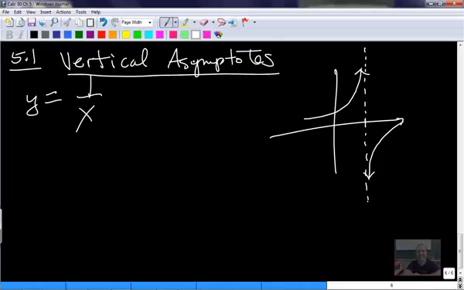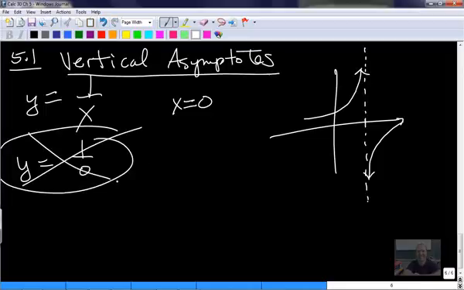Exactly. There's values of x that would cause the function to be undefined. And that's exactly what we drew over here. And so, obviously, if x was equal to 0, y would be 1 over 0, which is a problem, right? That's bad, okay? So that would be undefined. So at x equals 0, we have an issue, and we would have a vertical asymptote.